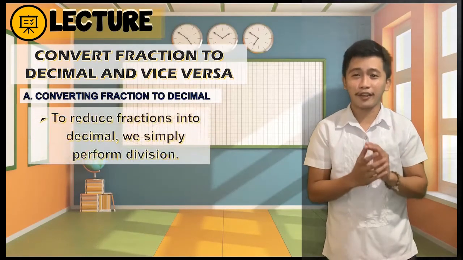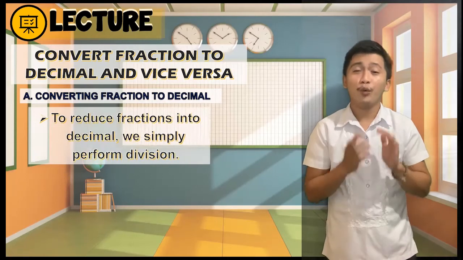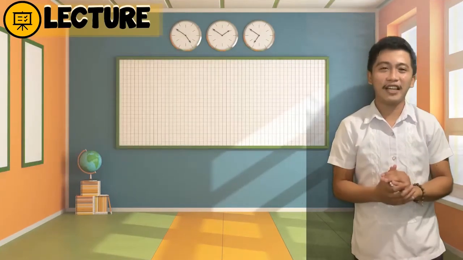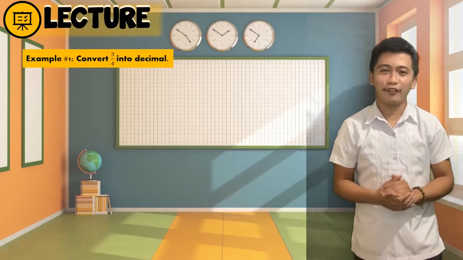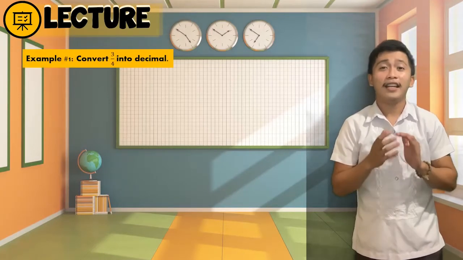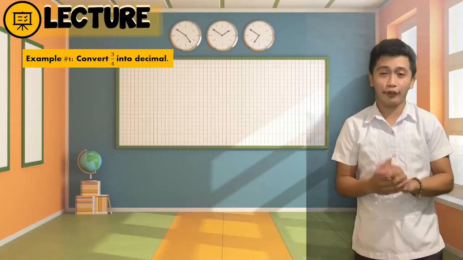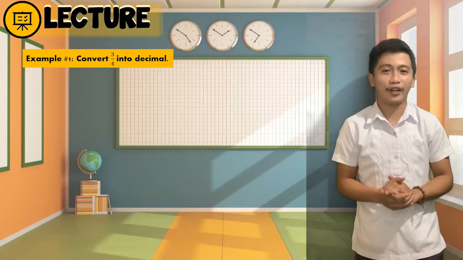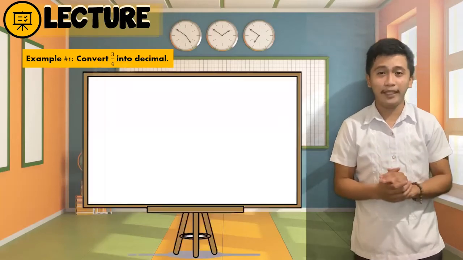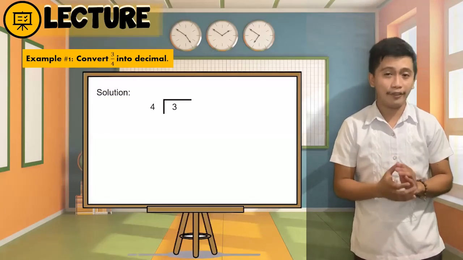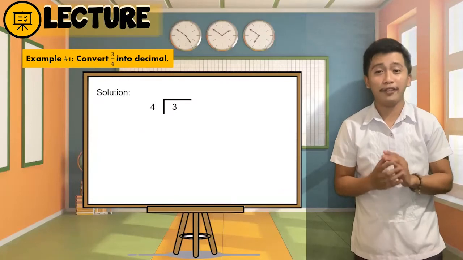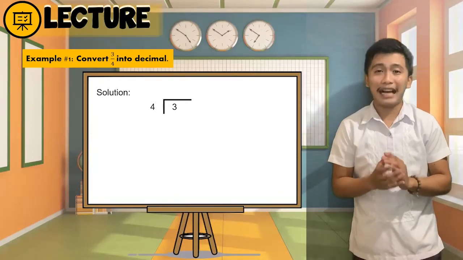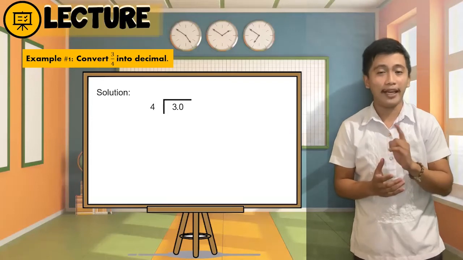To convert a fraction into a decimal, we simply perform long division. First, let's have an example. Convert 3/4 into decimal. In our given fraction, 3/4, 3 is the numerator and 4 is the denominator. Our solution: 3 will be our dividend and 4 will be our divisor. Since 3 is not divisible by 4, we will add 0, a decimal point, and 0.